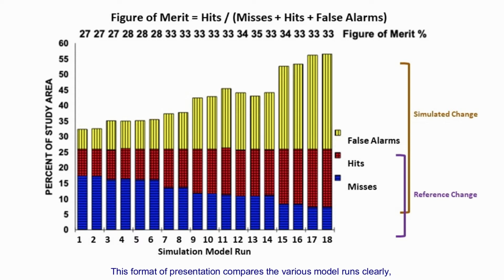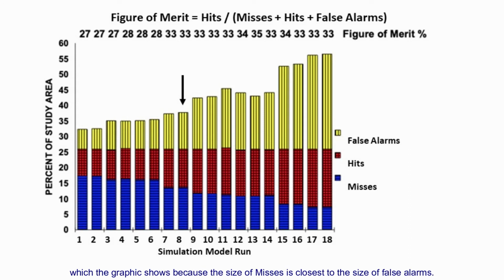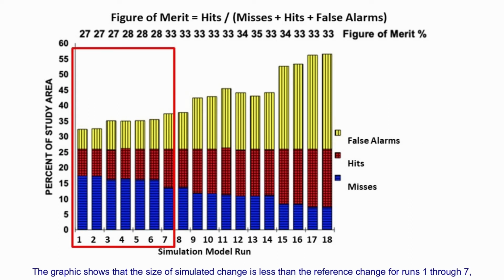This format of presentation compares the various model runs clearly because it shows the sizes of misses, hits, and false alarms. Run number 8 is the run for which the size of simulated change is closest to the size of reference change, which the graphic shows because the size of misses is the closest to the size of false alarms.